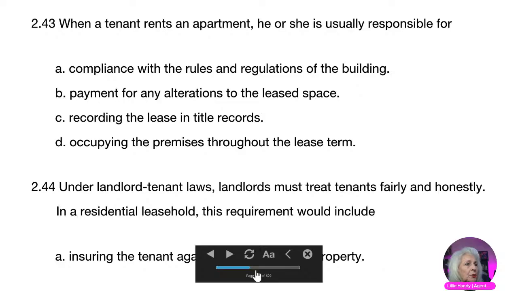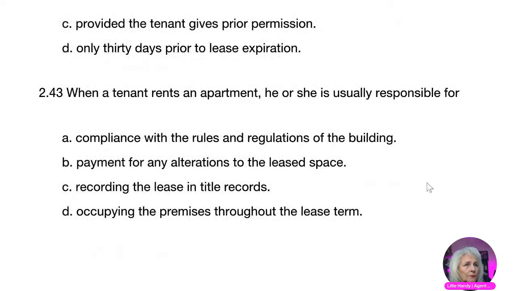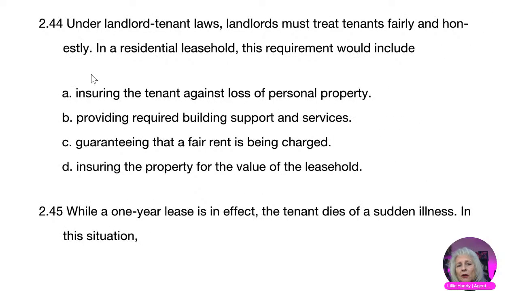All right, number 44. Moving right along. Under landlord-tenant laws, landlords must treat tenants fairly and honestly. In a residential leasehold, this requirement would include what? A, ensuring the tenant against loss of personal property. B, providing required building support and services. C, guaranteeing that a fair rent is being charged. And D, insuring the property for the value of the leasehold. What is the correct answer?